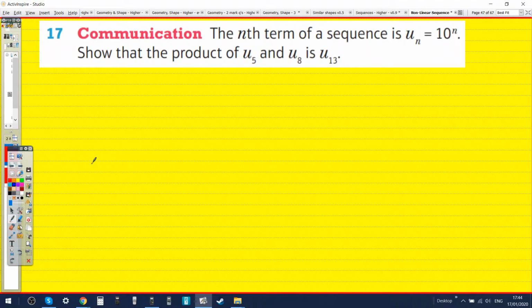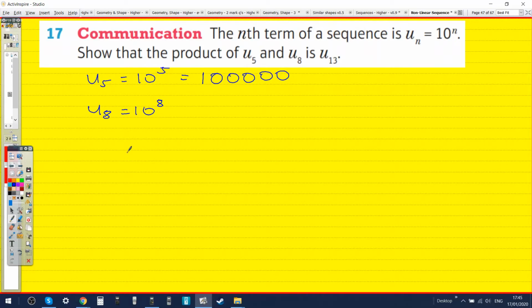The term of the sequence is un equals 10 to the n. So u5 would have to equal 10 to the power of 5, which is a 1 with 5 zeros, 100,000. And then 10 to the power of 8 is a 1 with 8 zeros, so I'm just going to leave it as 10 to the 8.